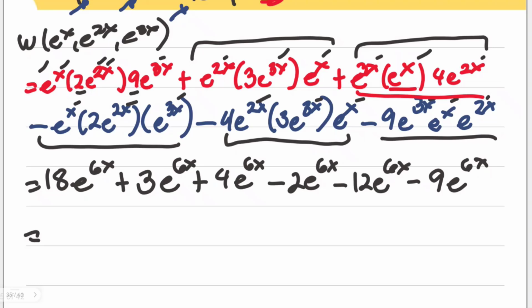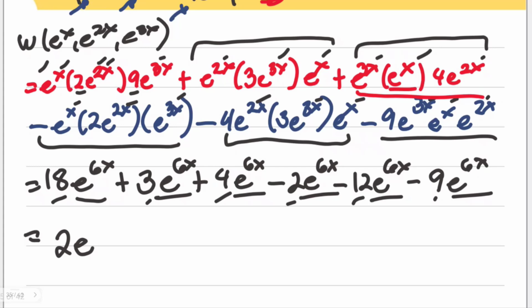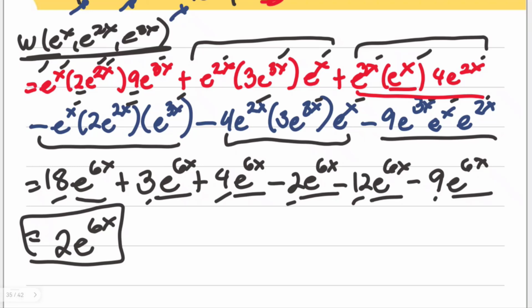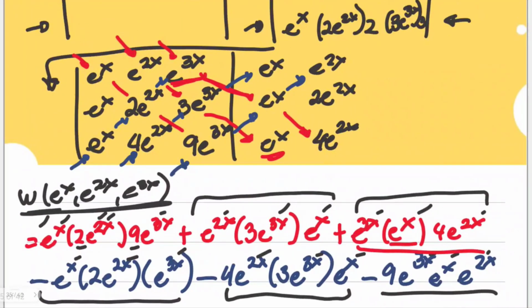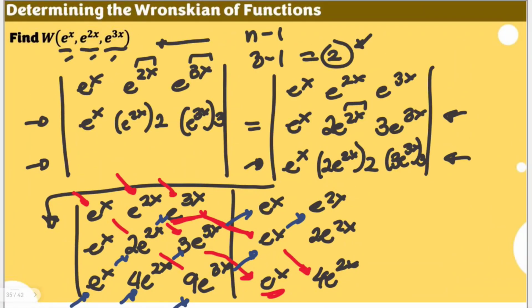So combining them, we have all e to the power of 6x, so we can combine the numerical coefficients. 18 plus 3 is 21, plus 4 is 25, minus 2 is 23, minus this one is 11, and minus 9. I believe you will get a result of 2e to the power of 6x. And this is the Wronskian of the three functions, which will be integrated if these functions will appear later on in solving non-homogeneous higher order equations using the variation of parameters.